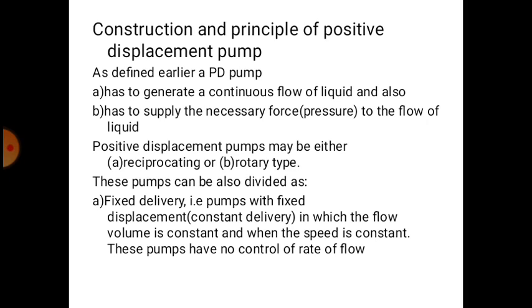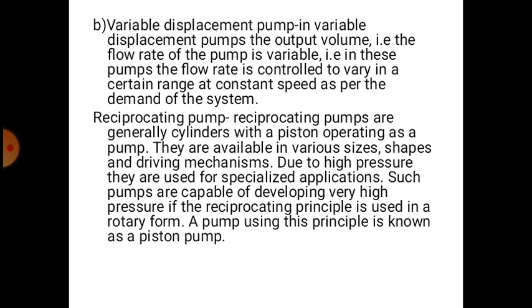Positive displacement pumps may be either reciprocating type or rotary type. These pumps can also be divided as fixed delivery, that is pumps with fixed displacement, constant delivery, in which the flow volume is constant when the speed is constant. These pumps have no control of rate of flow. Variable displacement pumps: in a variable displacement pump, the output volume, that is the flow rate of the pump, is variable. That is, in these pumps the flow rate is controlled to vary in a certain range at constant speed as per demand of the system.